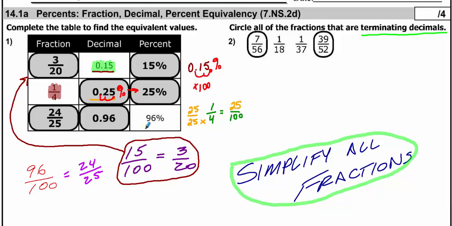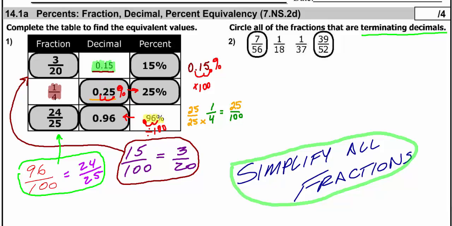Our final given value, 96%. When we're changing from a percent back to a decimal, so we want to go this direction now, percent to decimal, we divide by 100. So divide by 100, move the decimal point, that gives us 96/100ths. And then we come down here, 96/100ths simplifies to 24/25ths. So that's how we're going to change from fractions, decimals, and percents.